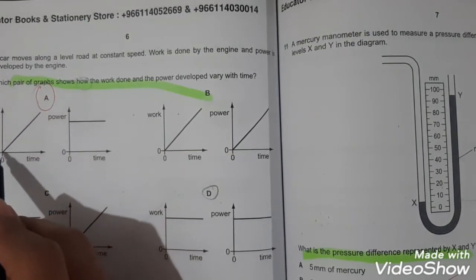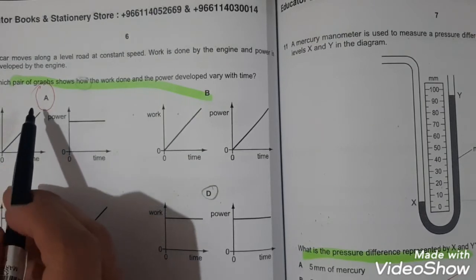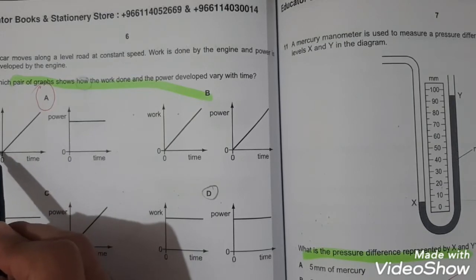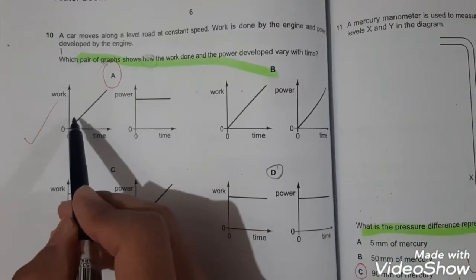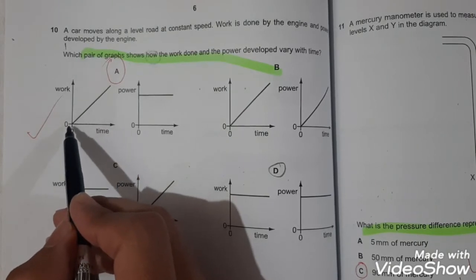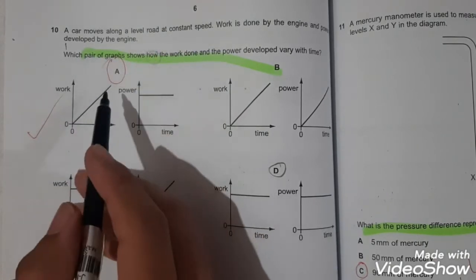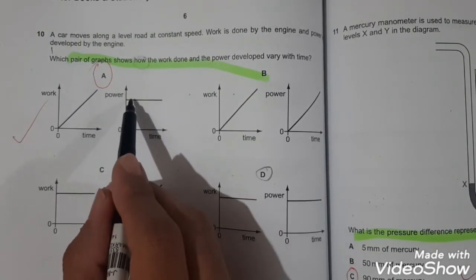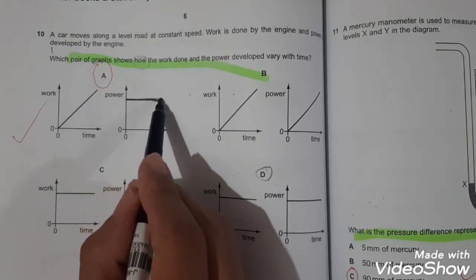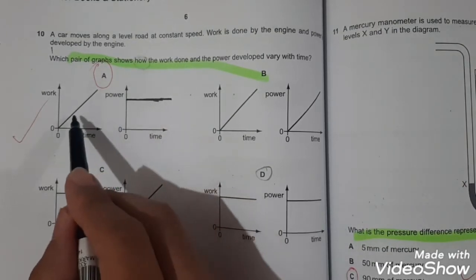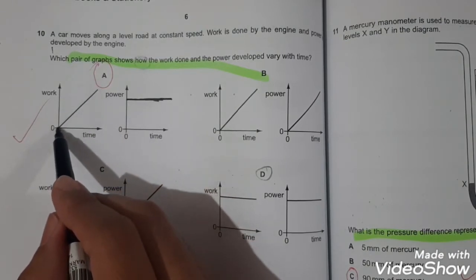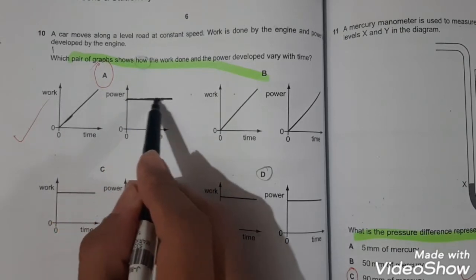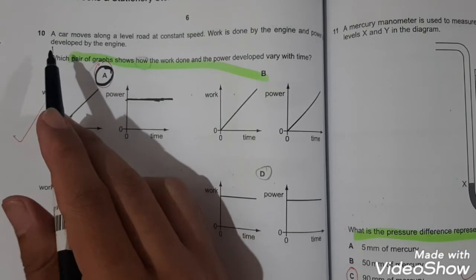So first, as the power is being developed by the engine and the work is done by the engine, the work done will be increasing constantly as it will keep the car moving at a constant speed in a straight line on a level road, whereas the power will be constant at all times, which is a straight horizontal line towards the right. So A will be the correct answer because work done is increasing constantly over time, but the power is constant. So A will be the correct answer for question 10.